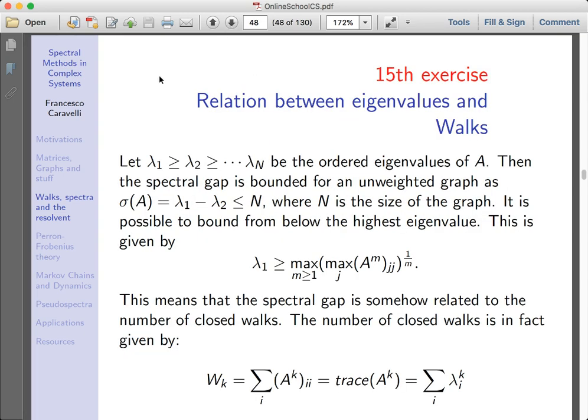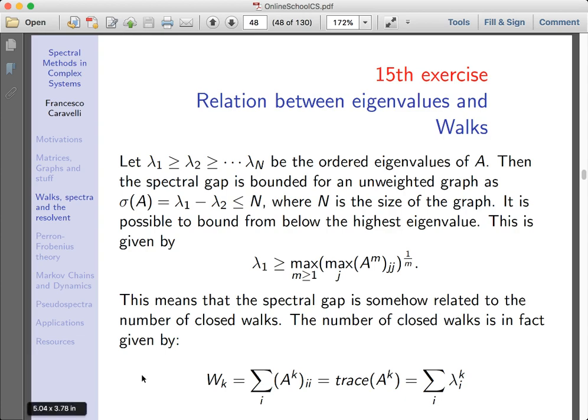In many ways, for reasons that are obvious, this is called the spectral gap. And in fact, we have this important result: suppose you put in order all the eigenvalues of the matrix A, or the distance matrix. Then the spectral gap must be bounded by the size of the graph, which means that if you have a connected graph of size n, you will converge in a number of steps which is of order n.